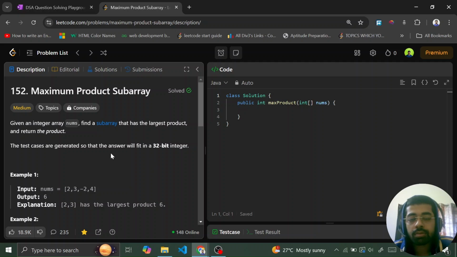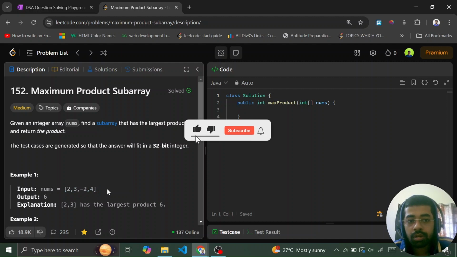Today we will be discussing one of the medium level problems from LeetCode, which is Maximum Product Subarray. As the name suggests, we have to find some maximum product. We will be given an array, and we have to find a subarray which gives us a maximum product.